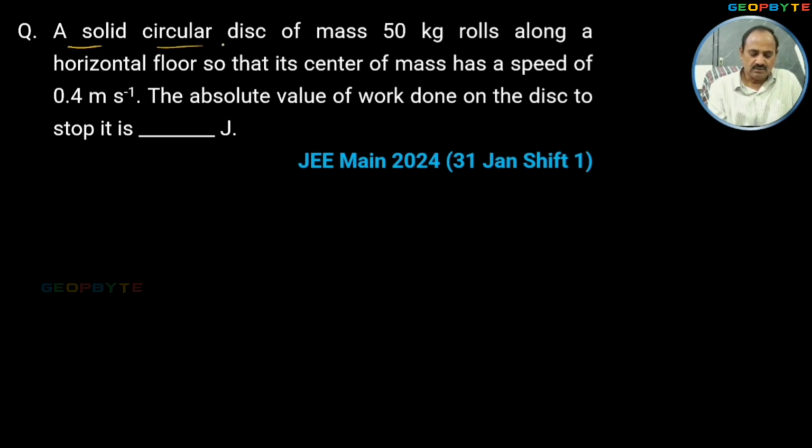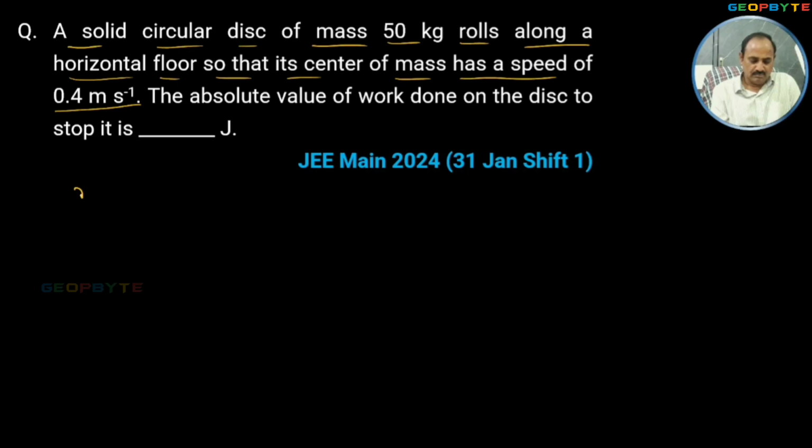Similarly, look at another important problem asking like this. A solid circular disc of mass 50 kg rolls along a horizontal floor so that its center of mass has a speed of 0.4 meter per second. Mass of the solid circular disc is given 50 kg.